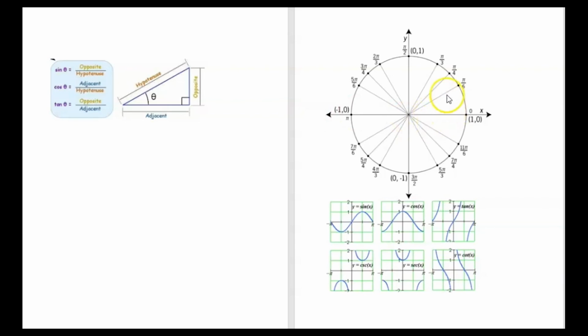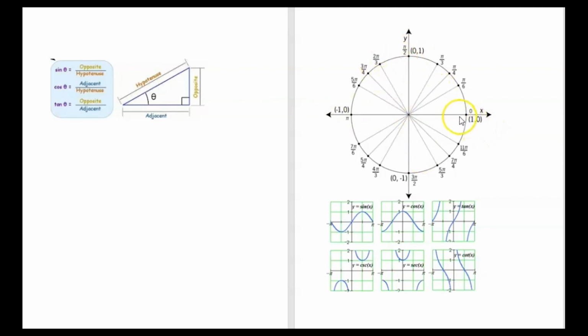Let's try a different example. So here is pi over 2. Let's find the cosine of pi over 2. Well, we want to look at the x value, which is clearly 0, and we will put it over the hypotenuse, which is always going to be 1, because each of the radiuses, or radii, I should say, are 1. So 0 over 1 equals 0. So the cosine of pi over 2 is 0.